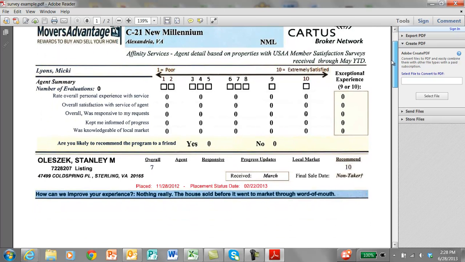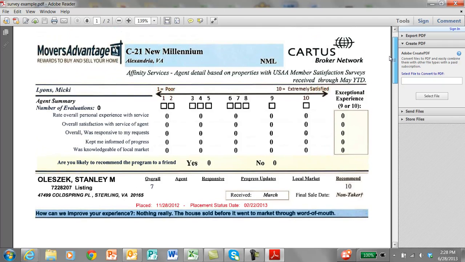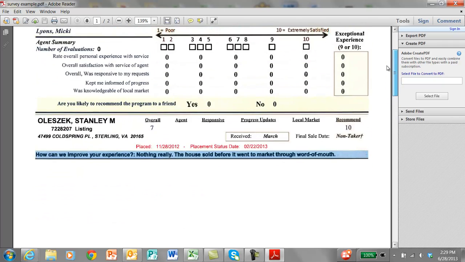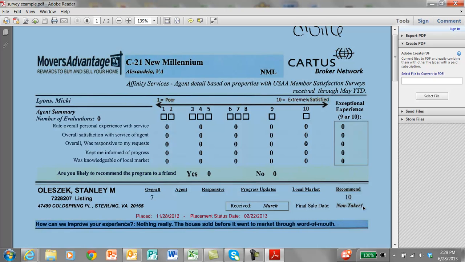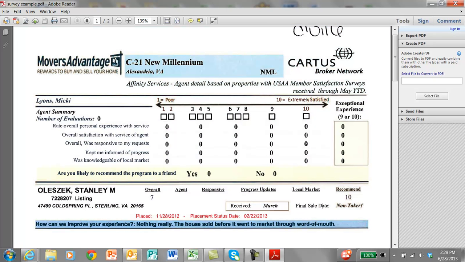So here's an example. Why did I want to show this one? So Mickey Lyons, right? Here's the return for Mickey Lyons. So this is actually, if you notice, a non-taker, right? This little thing right here says non-taker. When you look at the final sale date, if there was a final sale, it's going to have a date there. If they didn't actually do business with us, it's going to say non-taker.